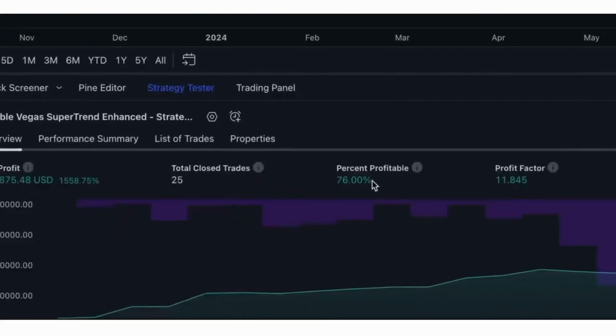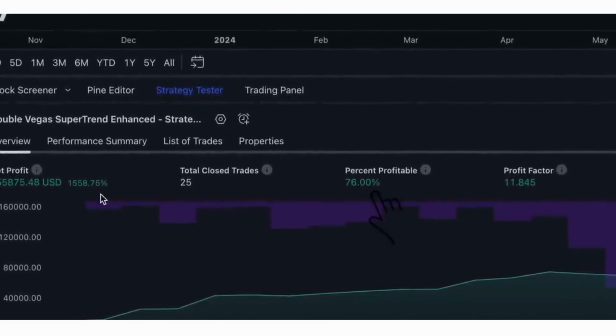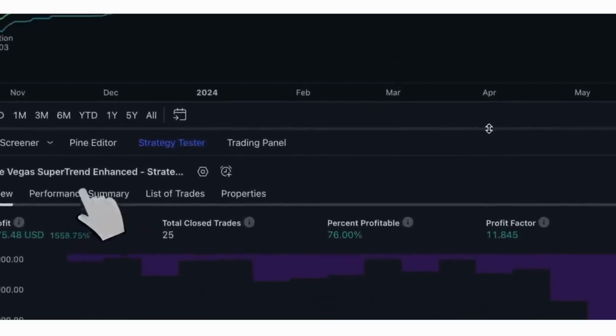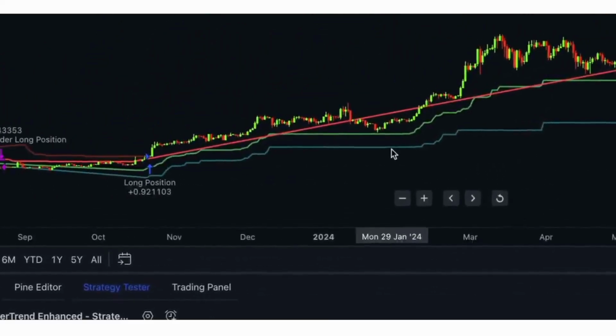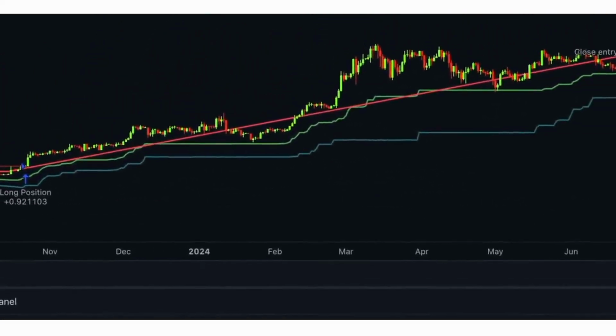Now let's check the backtesting results. The winning ratio has increased to 76% and the total profit is over 1500%. This is quite impressive. Save it to your favorites and let's reveal the indicator on the second spot.